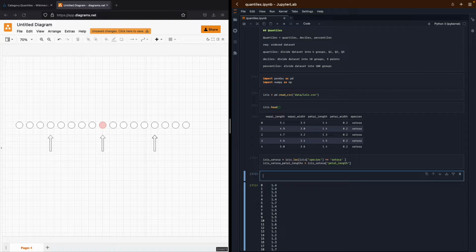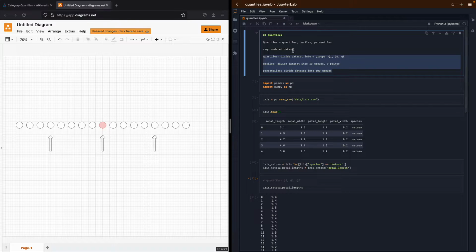So basically, let's calculate our quartiles. And this is going to be Q1, Q2, Q3. First, let's calculate Q2 because it is the middle one. We can easily calculate it. Iris, the petal length. First, we have to remember one thing. The requirement for calculating all of these is that the dataset should be in grouping order, sorted.